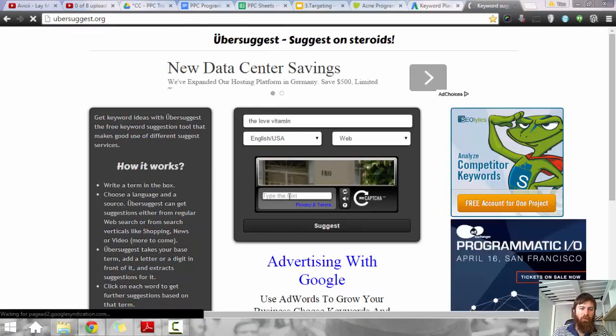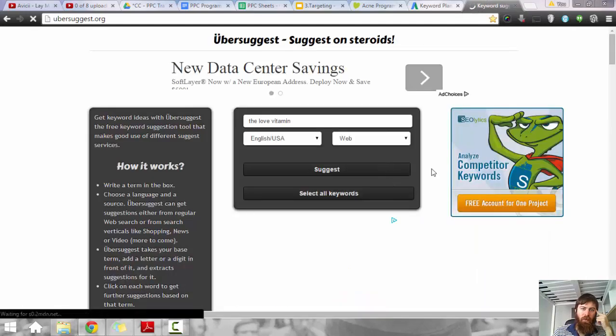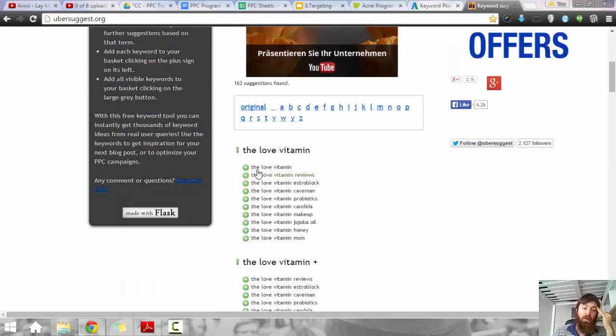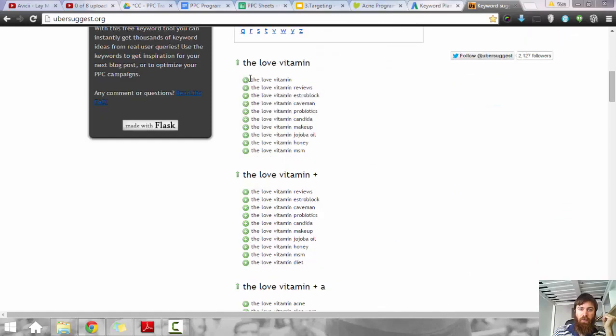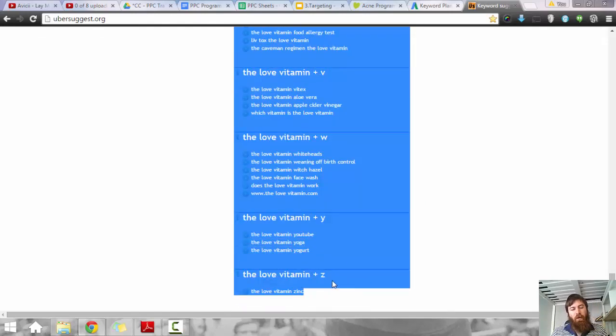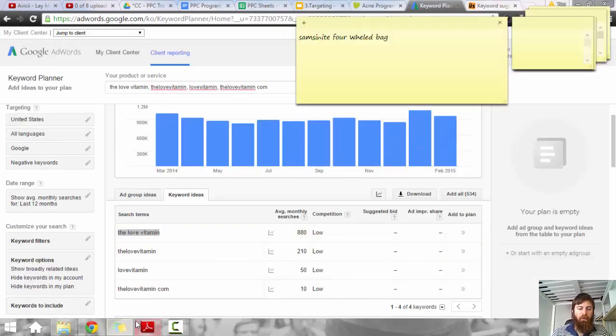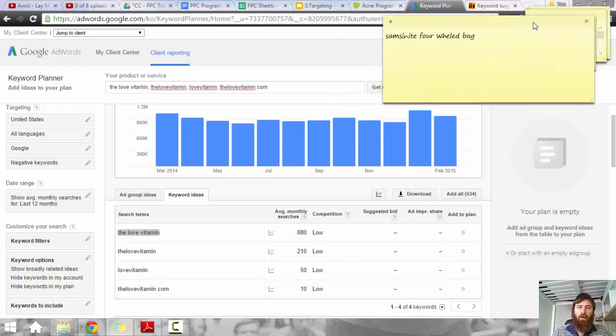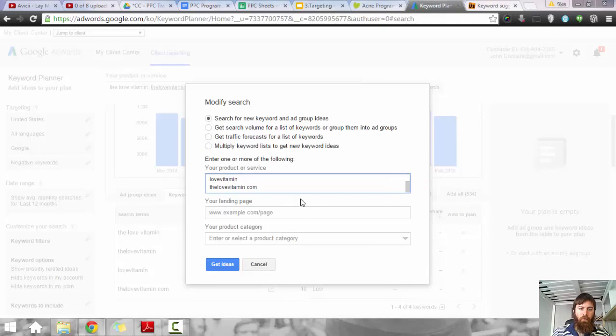And I'm just going to put the query in here, type in the caption. Now this sometimes gets overloaded. It's thinking, and basically takes data from Google Suggest. So now what we're going to do is copy a lot of these. And well, first I'm going to copy my main keywords. I'm going to put them in my sheet.